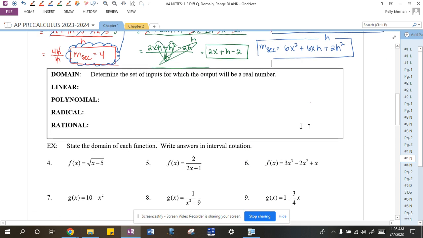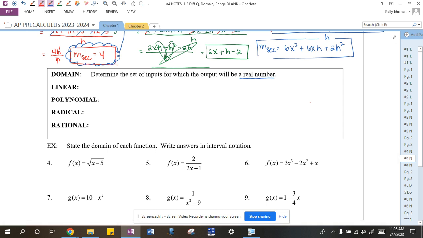Okay, what we're going to be focusing on from here on out is domain and range. This is what we're going to be spending a lot of time on for the next few days here. Domain, reminder, is the set of inputs for which the output will be a real number. That means we have some rules here.